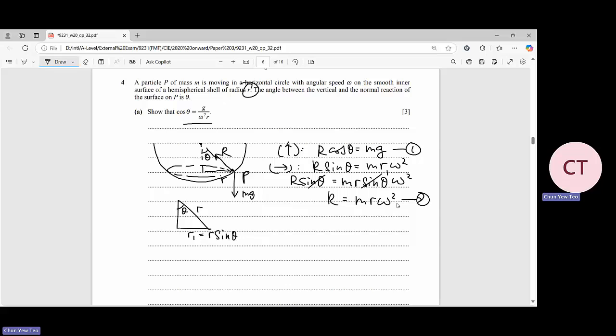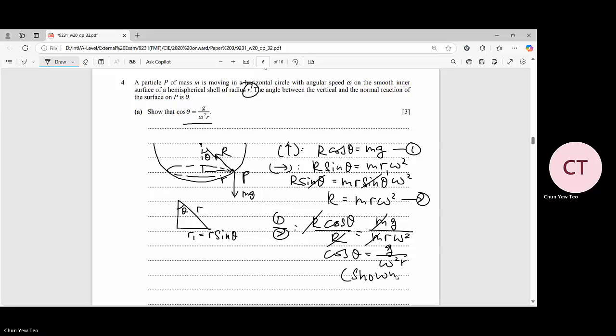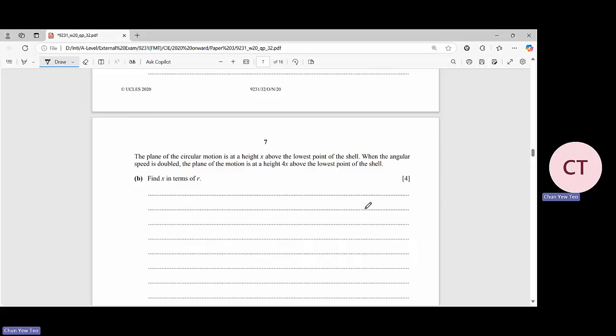Take equation 1 divided by equation 2. You get R sine theta divided by R is equal to mg divided by m r omega square. Sorry, I wrote wrongly. Equation 1 is R cos theta, not R sine theta. So cancel it, you get cos theta is equal to g over omega square r, shown. That is the answer for question number 4A. Now we move on to number 4B.